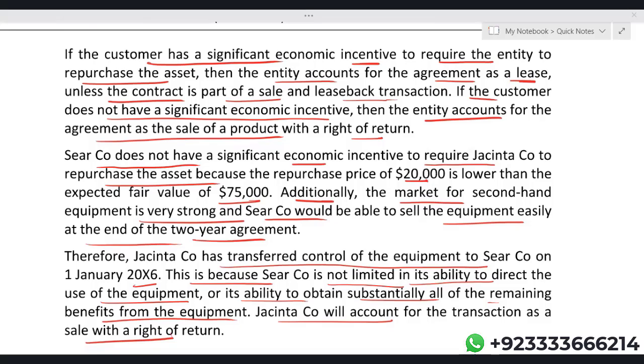See, for example, let's say after 1 year, if it looks like the market value will be just $5,000, then obviously Jacinta will need to recognize a liability of $20,000. Did you get this point? Because after 1 year, if you come to know that the market value is just $5,000, obviously the customer is going to exercise its right of return.